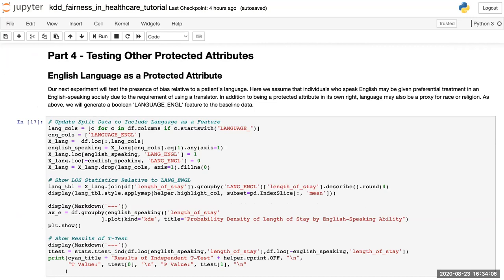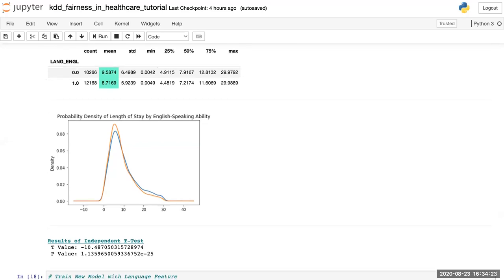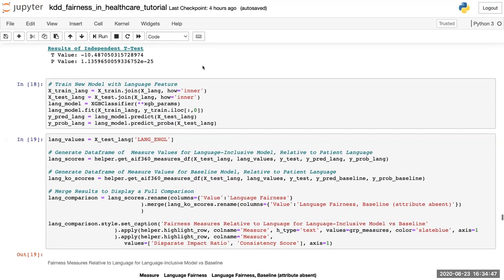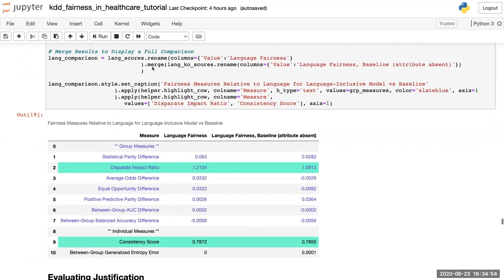Here we'll make another model like our gender inclusive model, but this time we'll include instead a Boolean column indicating whether a patient speaks English at the time of their admission. You can see again in the aquamarine highlights near the top of your screen that mean lengths of stay are quite similar, although this time there's a slightly wider gap. We can see, however, from the t-test near the bottom of the screen, also highlighted in green, that the difference in these means is not statistically significant. So again, we'll train our model and send it through our helper functions and get our measures to create our comparison table.